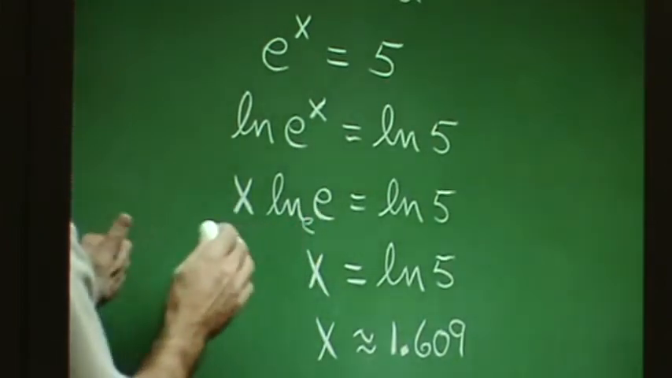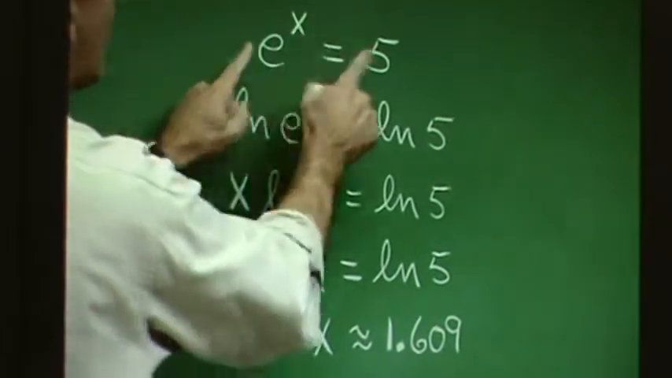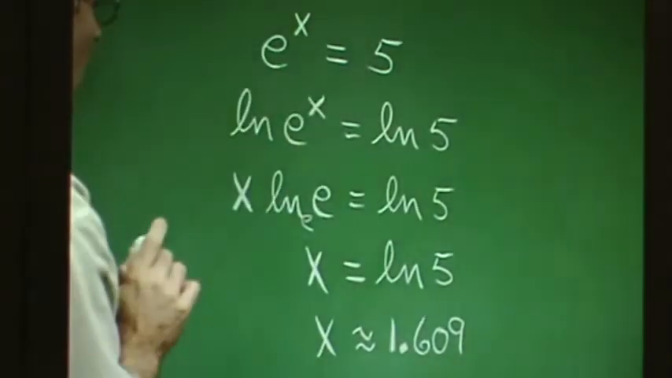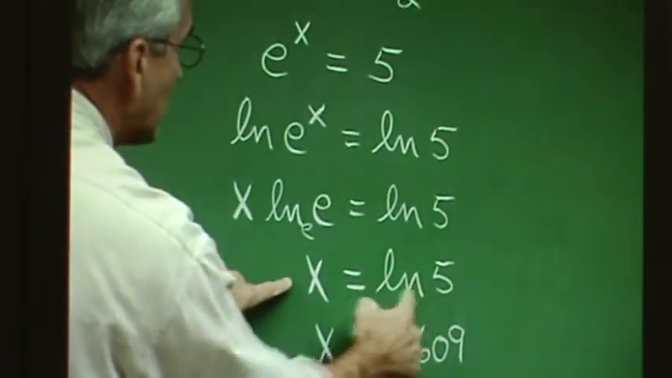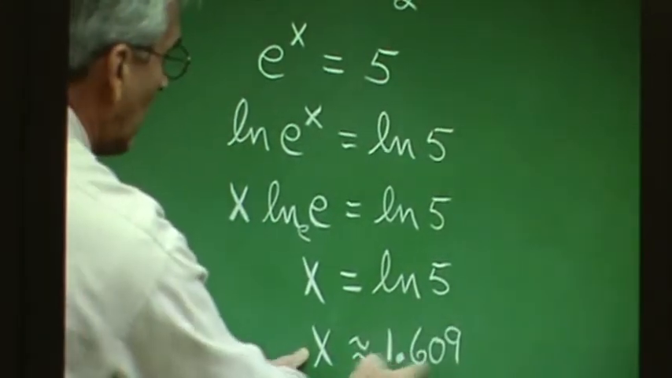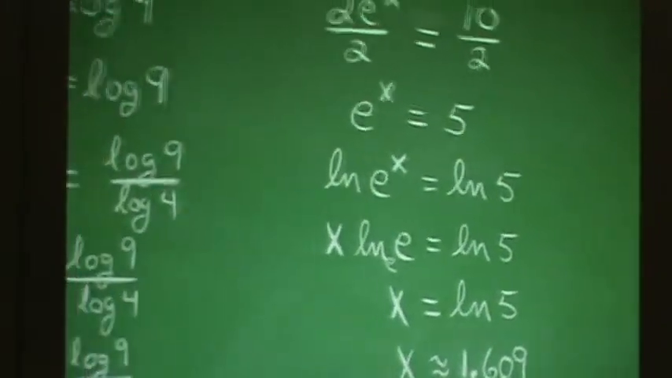So that's the beauty of using natural log when we have e as the base of our exponential function or equation. So at any rate, we have x is ln 5. Ln 5 is approximately 1.609. So we have our answer. Now come back over here for just a second.